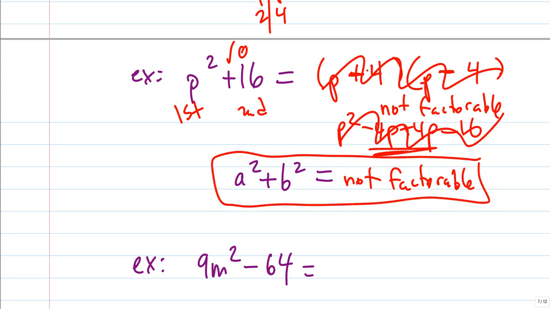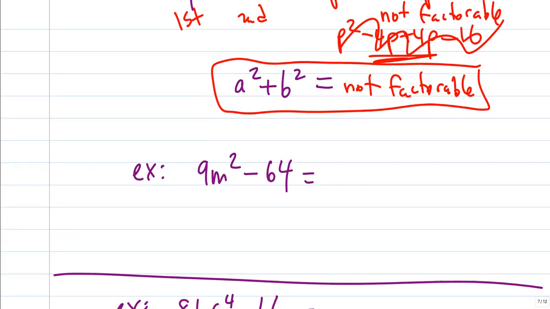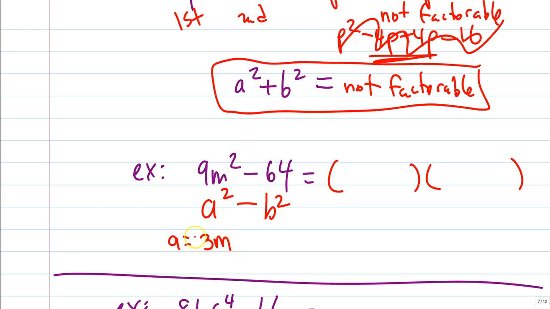Let's kick it up a notch, just a little bit. 9m squared minus 64. Is this something squared minus something squared? Is this a squared minus b squared? Think of it this way: what squared makes 9? What squared makes m squared? So 3m times 3m is 9m squared. That's our a.